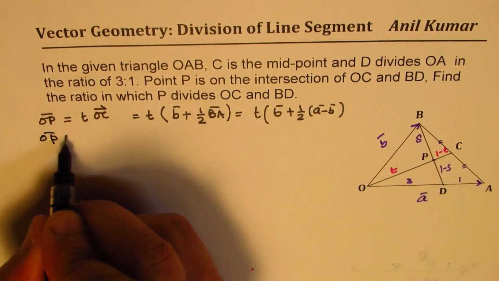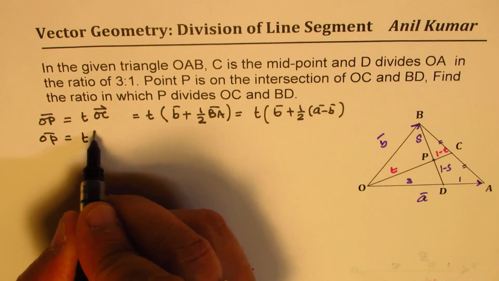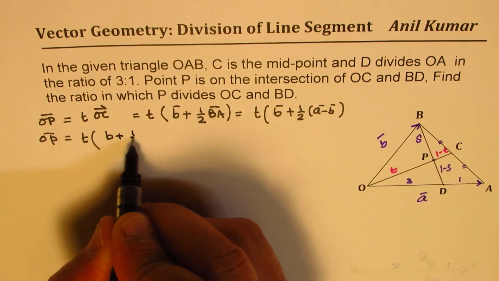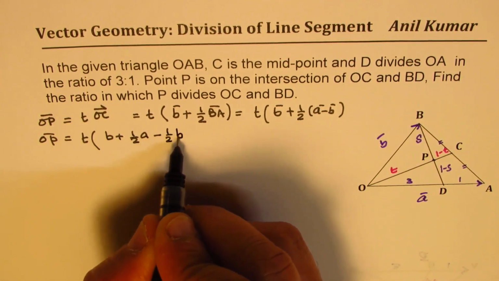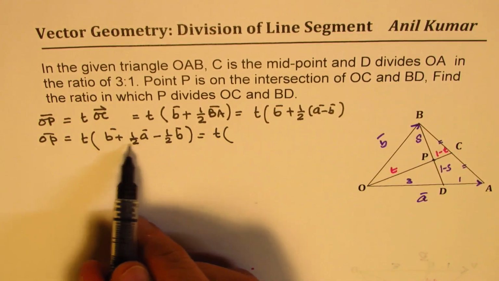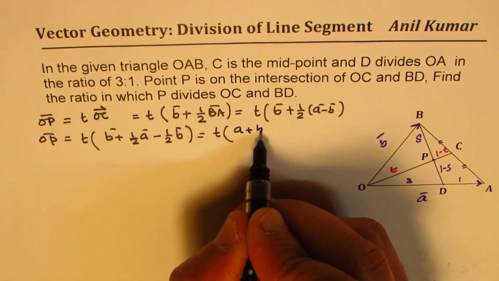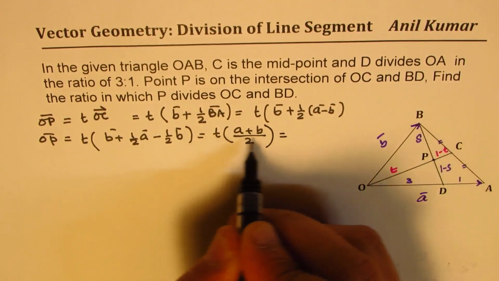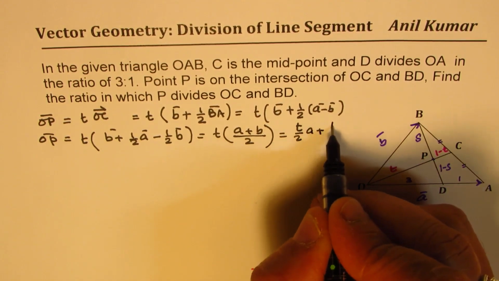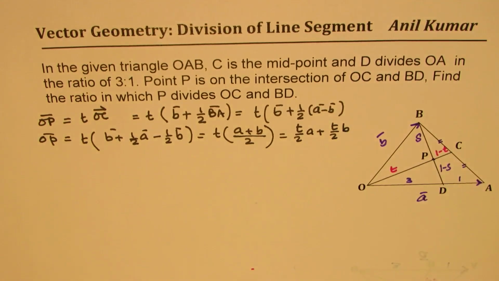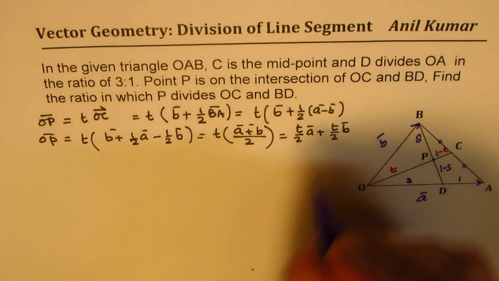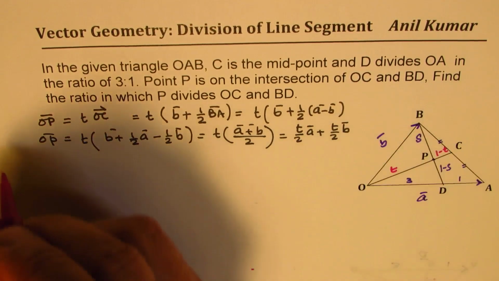So we get OP as equal to T times, if you open this up, B plus half A minus half B, or T times (A plus B) by 2, right? So we get A plus B by 2. So I could write this as T over 2 A plus T over 2 B, right? In terms of vectors A and B. So we got one of our equations. We'll call this our equation number 1. Let me write here.